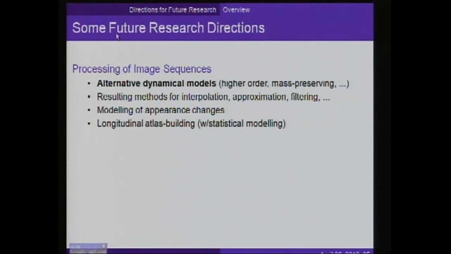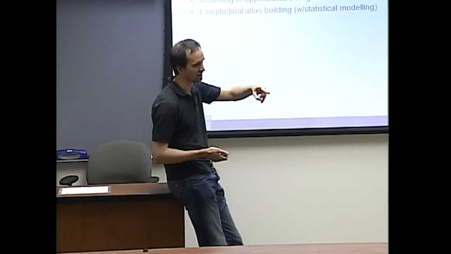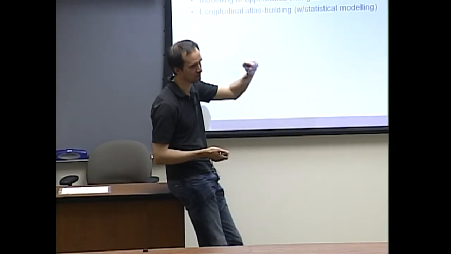But there's nothing that prevents you from having dynamic models that are higher order. So you could think about having something like a spline in image space, for example. Or you could have dynamics that describe mass preservation. If you do this, you get something that almost looks like the registration method I had, just the state equation and the adjoint equation switch. So the state equation is a scalar conservation law, and the adjoint equation becomes a transport equation.